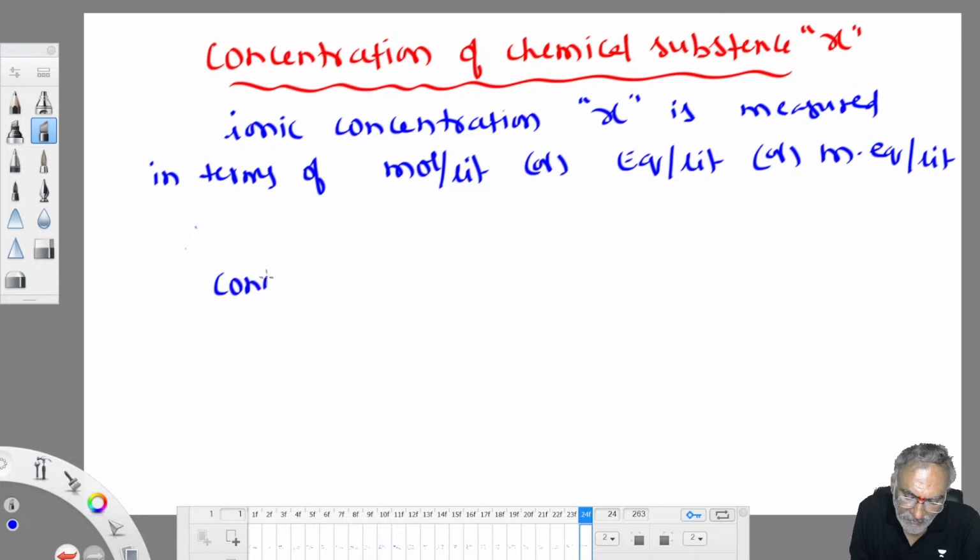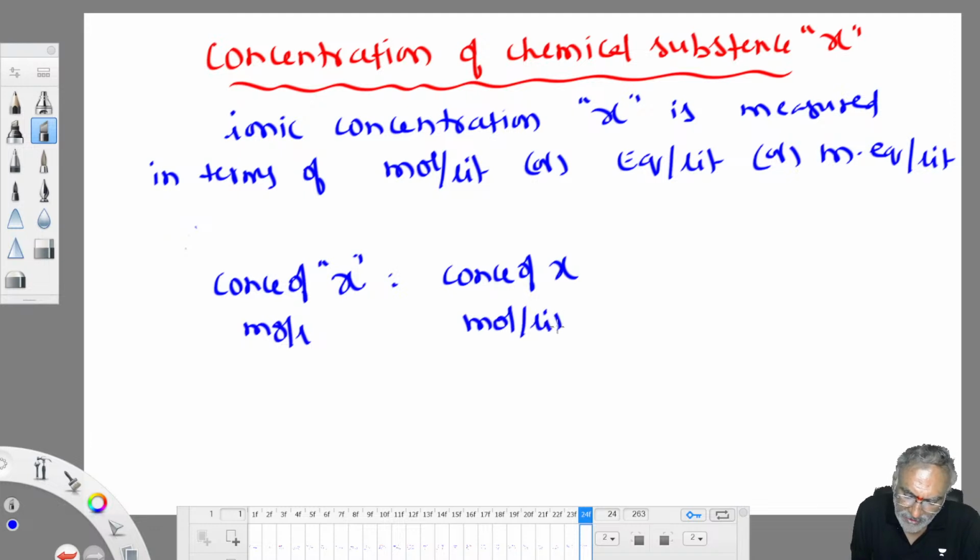So the concentration of X in milligram per liter is equal to the concentration of X in moles per liter into molecular weight of X into 1000.